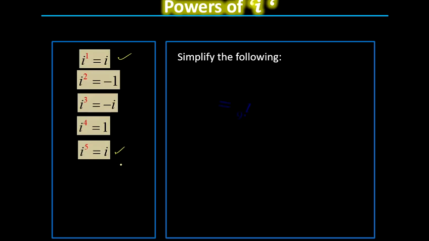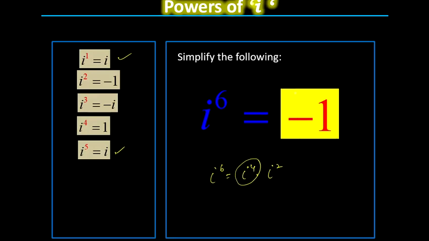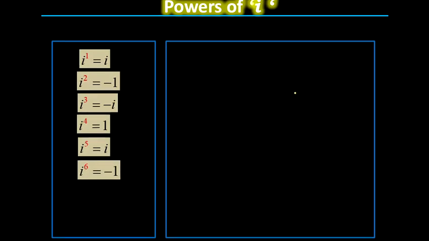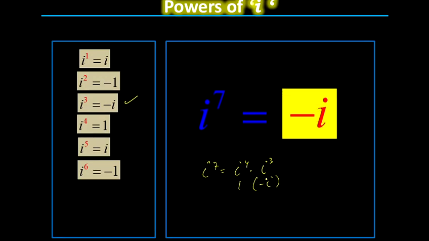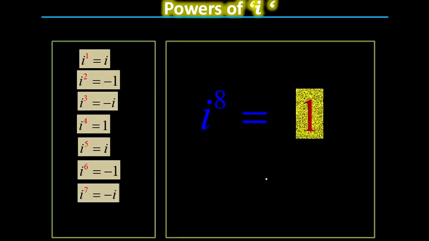Now if it is power 6, then what do you get? You can rewrite iota power 6 as iota 4 into iota square. Iota 4 is 1, iota square is negative 1, ultimately you got negative 1. So iota 6 is negative 1. What about iota 7? You can factorize iota 7 into iota 4 into iota cube. It is 1 and iota cube is negative iota. Ultimately, negative iota. And finally, iota 8 is 1.